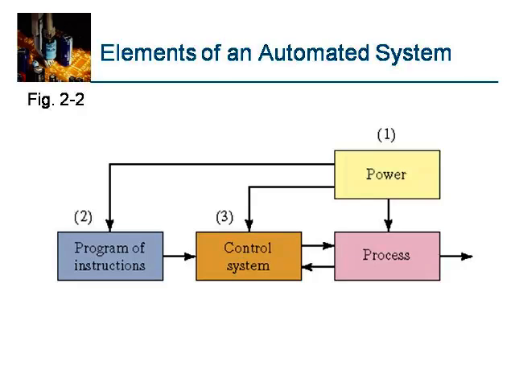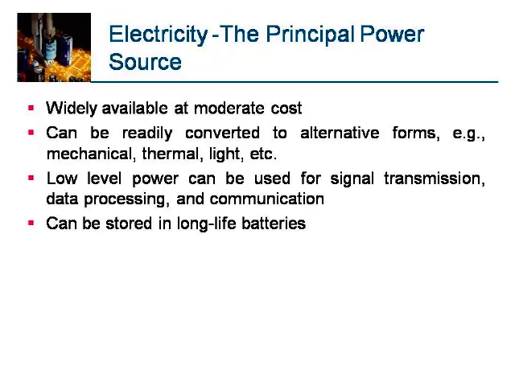In a typical schematic, we can see the entire automated system and its elements. To control the process, power, a control system and a program of instructions are required. Regarding the sourcing of power, the principal power source is electricity. It is widely available at moderate cost and can be readily converted to various alternative forms: mechanical, thermal, light, etc. Low level power can be used for signal transmission, data processing and communication. It can be stored in long life batteries.